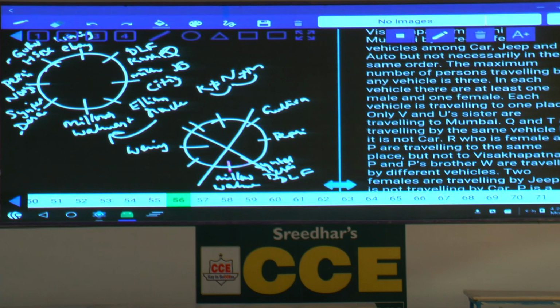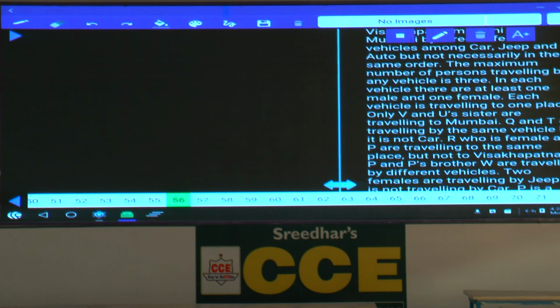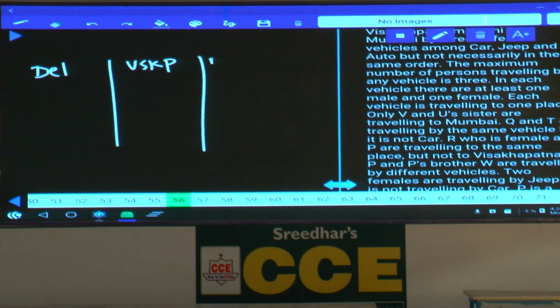Distribution, common parameter. Common parameter means more than one person belongs to each of these. As it is a common parameter, we need to fix the parameter at one of the places. Now, what are the parameters here? Let us fix the cities: Delhi, Visakhapatnam and Mumbai.